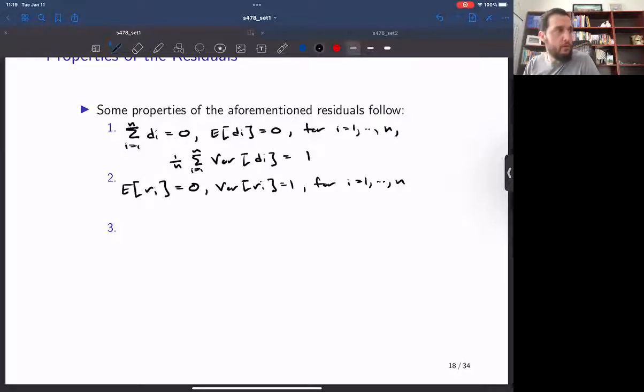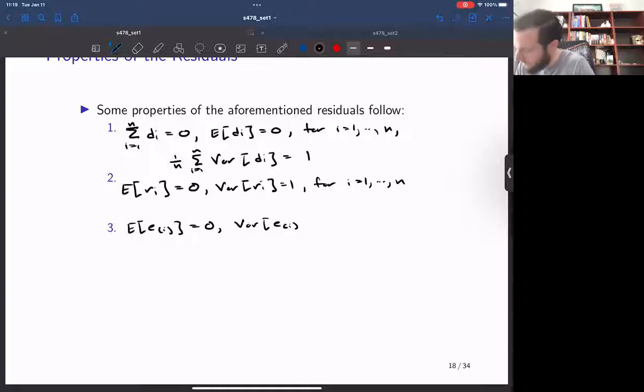So for the PRESS residual, we can show again that the expected value of ei is equal to 0, and that the variance of ei is equal to sigma squared over 1 minus hii. The hii, I'll define in a little bit, but they're basically just the diagonal elements of the hat matrix. So you can see in this case that we don't have a constant variance. So the variance for the PRESS residual is going to change for each observation.